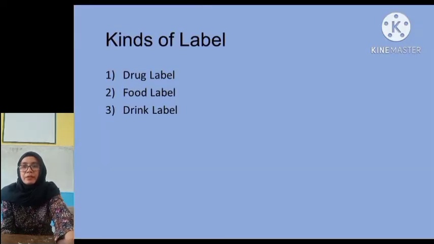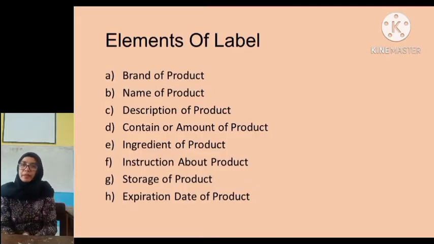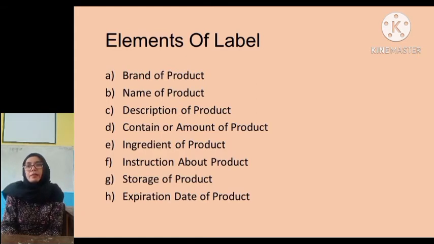Kinds of label, there are three kinds of label: drug label, food label, and drink label. Why should we study about the label? Because in the label we know many information about the product. The first is brand of the product. Do you know brand of the product?